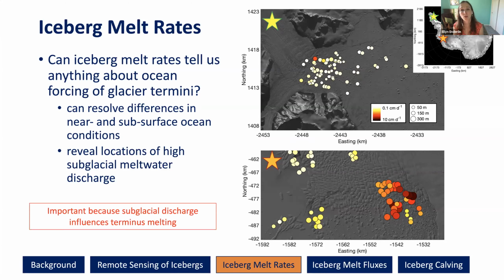And again, this is really important because the subglacial discharge influences our terminus melting. It also is really important because it could potentially tell us there is actually subglacial discharge coming from Edgeworth Glacier, where it really is not predicted by atmospheric models right now.